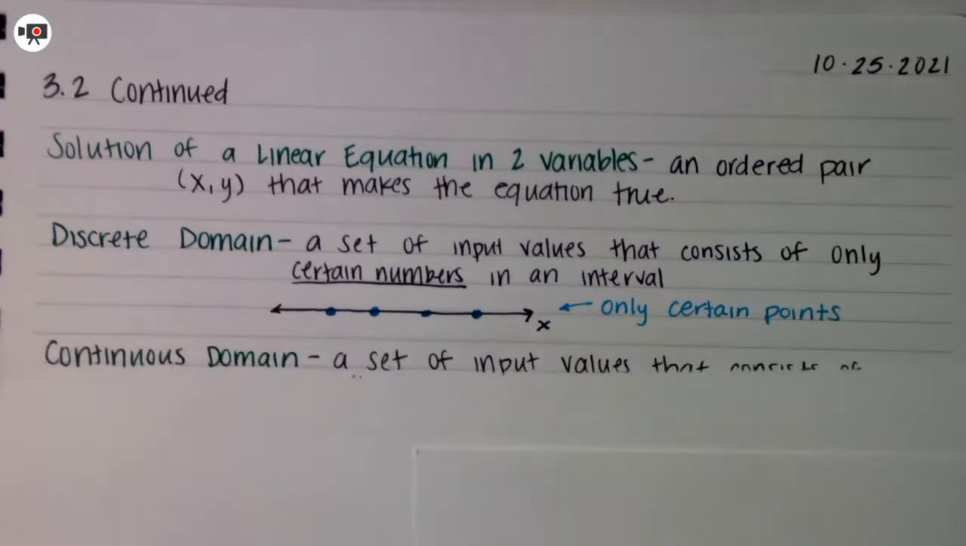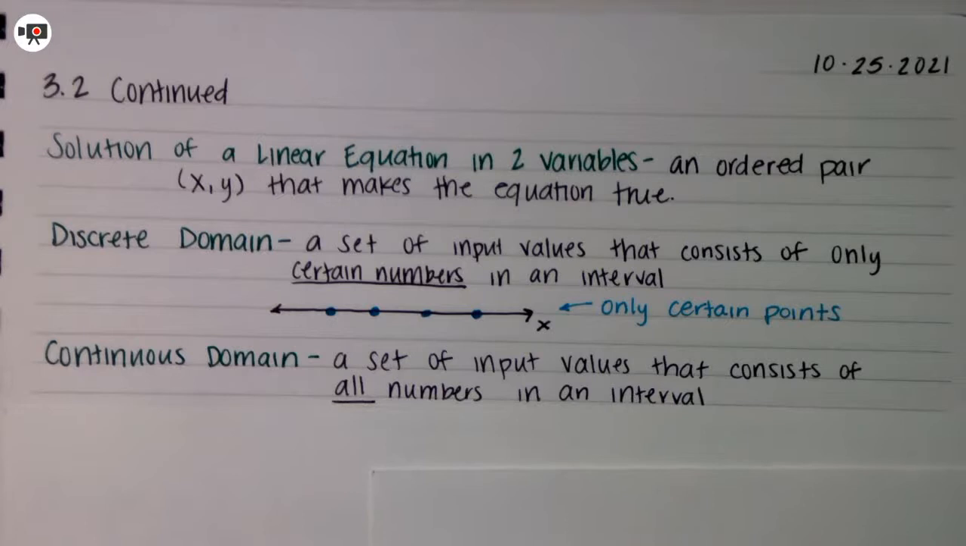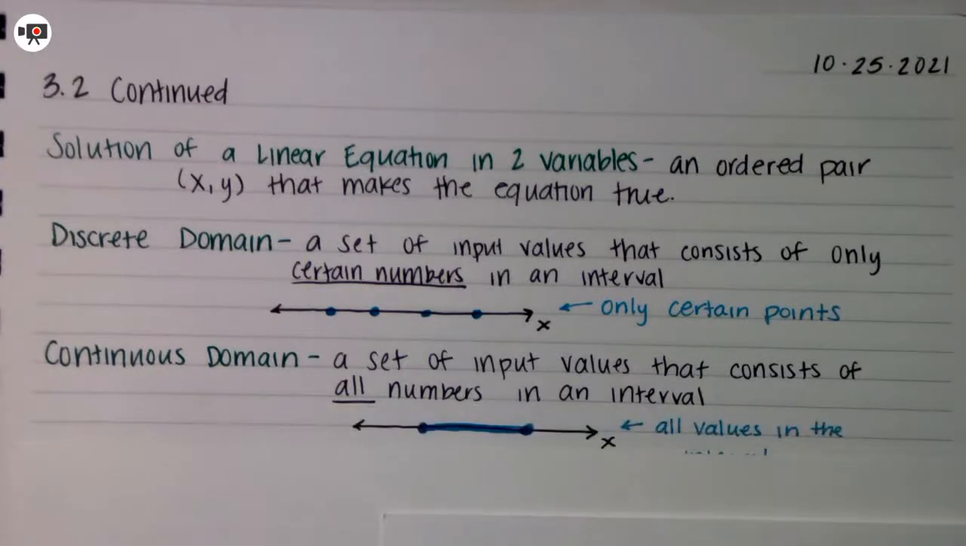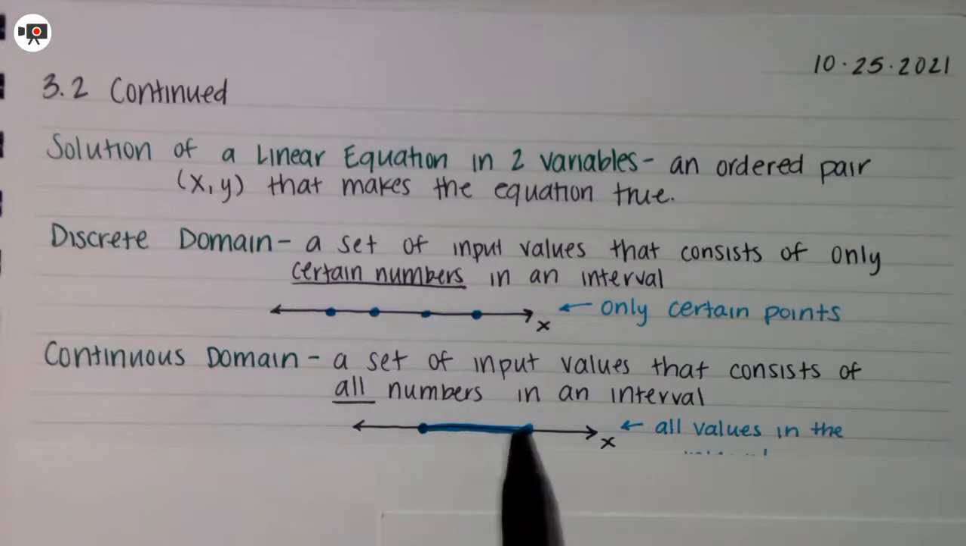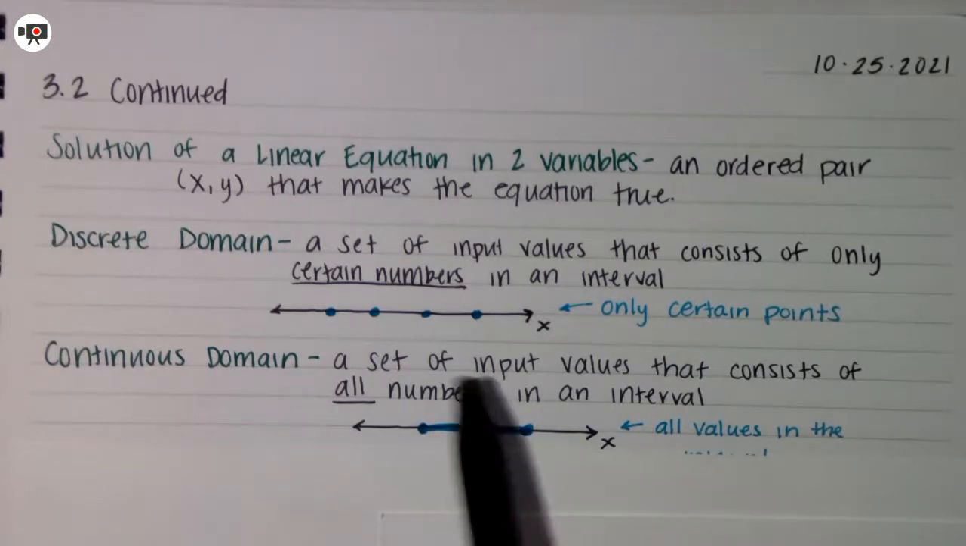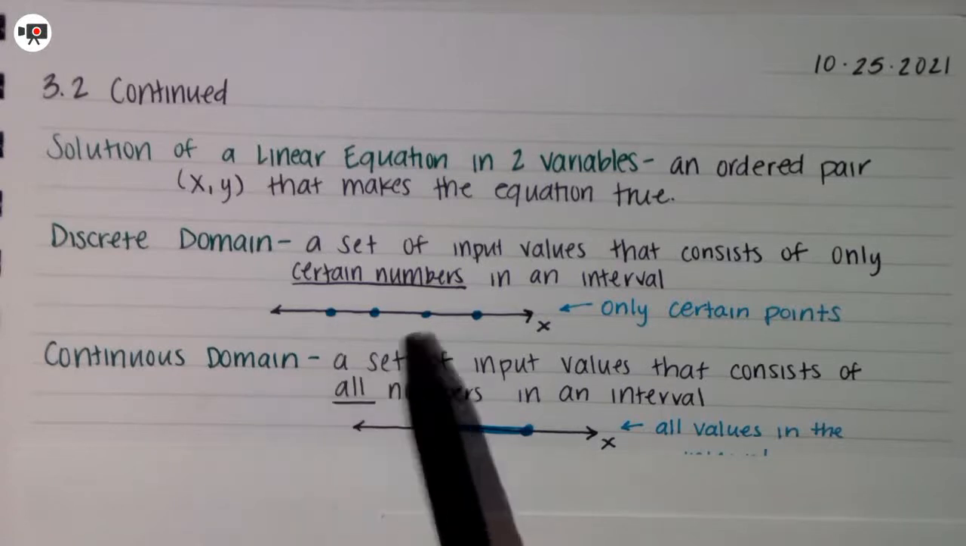Now, if I have a continuous domain, that is a set of input values that consists of all the numbers in an interval. So on my number line here, I would have my two endpoints, and it's everything in between. So here you can have partial, you can have a fraction, you can have a decimal, but here it is only certain points.